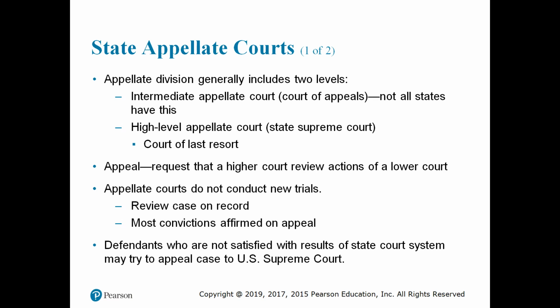The appellate courts don't conduct new trials. They just review the record of the case. They look back at what went on in the case, to see if things were followed properly and per the law. Most convictions are affirmed when they get to the appellate stage. Those that are not satisfied with the results of the state court system can appeal to the United States Supreme Court, which is the highest court in the land. The highest court in the state is the state Supreme Court, but the highest court of the land is the United States Supreme Court.